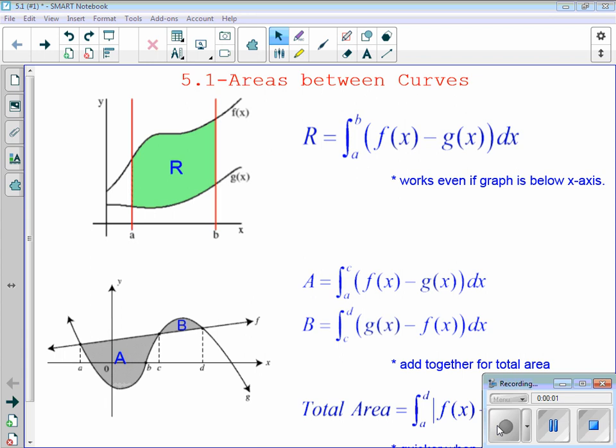Okay, so we're going to work on areas between curves. This lesson typically isn't too hard, and it's almost always, if not always, on the AB portion of the test. I would say about half of the time questions like this are on the BC test.